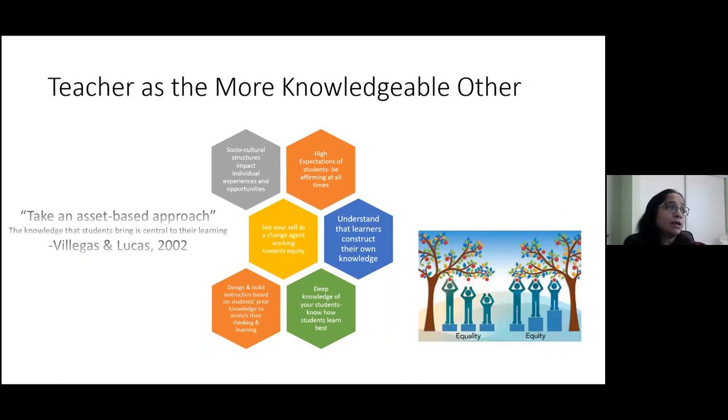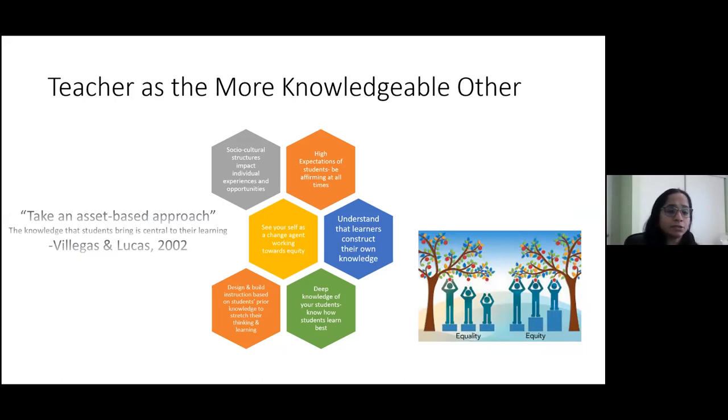Now, when we think of the teacher as the more knowledgeable other, as a teacher, you must go into your classroom with an asset-based approach. What is the meaning of an asset-based approach? You have to know that children are bringing something with them. You build on that. So these six points, if you can keep in mind: socio-cultural structures impact individual experiences and opportunities.